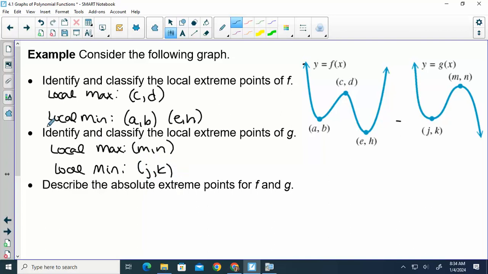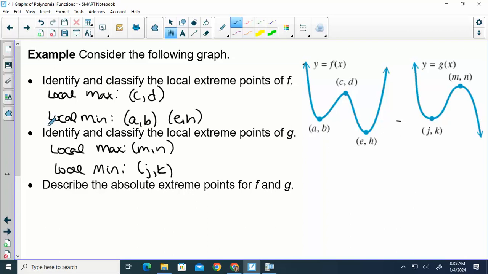So we see it's possible to have multiple local maxes or local mins, depending on the graph. E to H, that one's a local min, but what else would this one also be? It's also the absolute min because it's the lowest point on the entire graph. So it can be both.